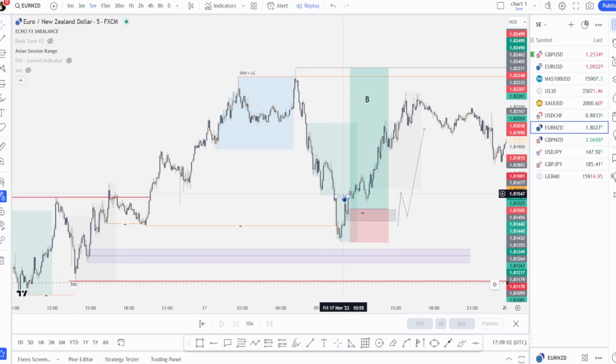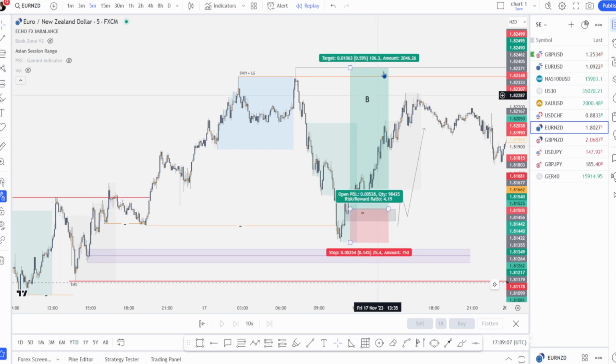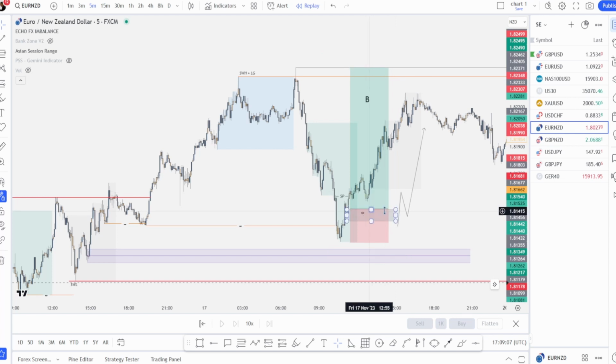We found the SP, waited for the SP to be taken, found our area of entry and aimed for our swing high. In this case, we didn't get tapped in and we didn't reach our target, unfortunately, but that's part of trading. You guys know this, and just the same way that these scenarios aren't going to pop up every single day, they're not going to work every single time.